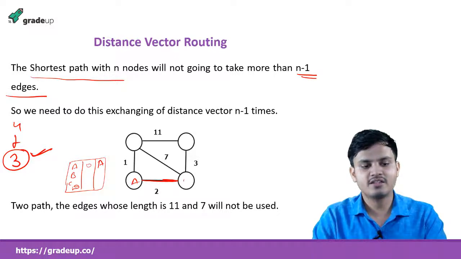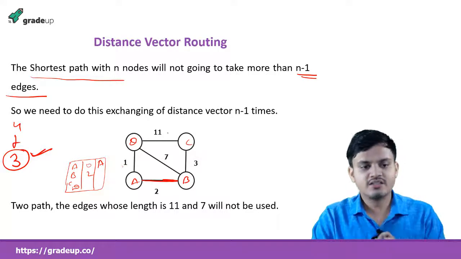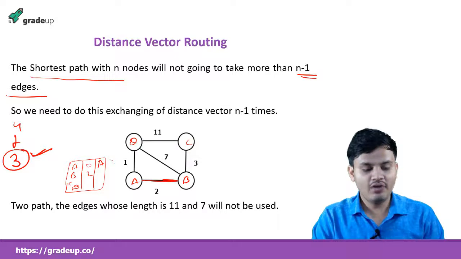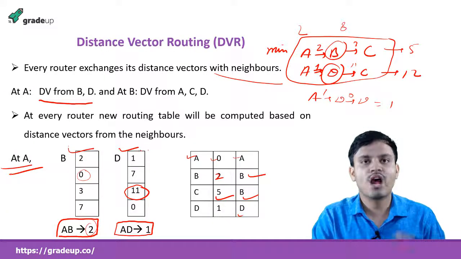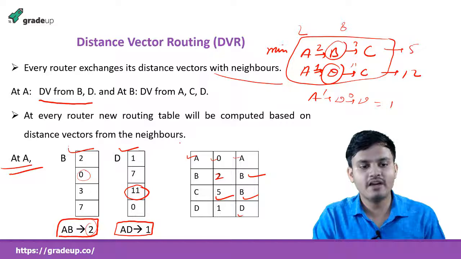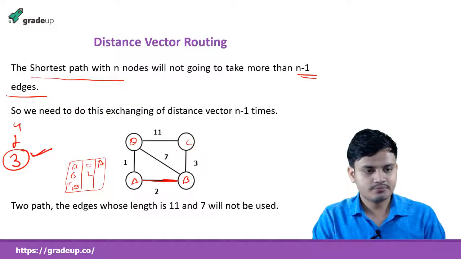This is A, this is B, this is C, and this is D. What will be A to B? So this is going to be 2. If it is asking that, then it is very easy to draw, but it will ask you this kind of question: after one step, what will be the updated table of A? That kind of question will be asked in GATE.